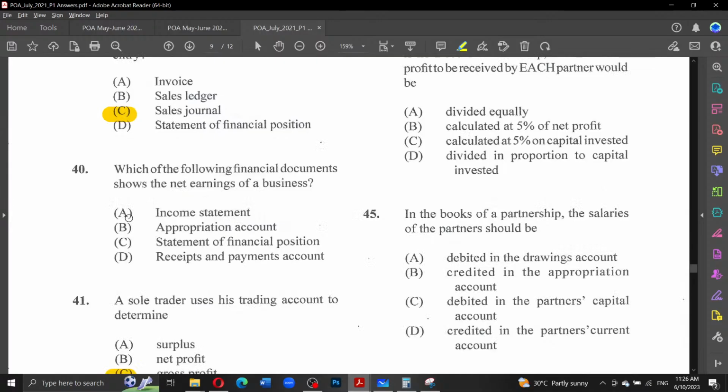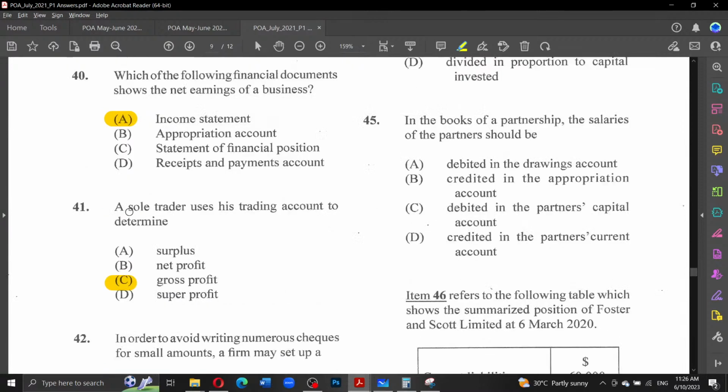Which of the following financial documents shows the net earning of a business? Net earning, you'll find that using the income statement. A sole trader uses his trading account to determine gross profit. I don't know what is super profit. Surplus is usually found in the income and expenditure account, not in the trading account. Net profit is when you minus expenses, that is not found in the trading account.